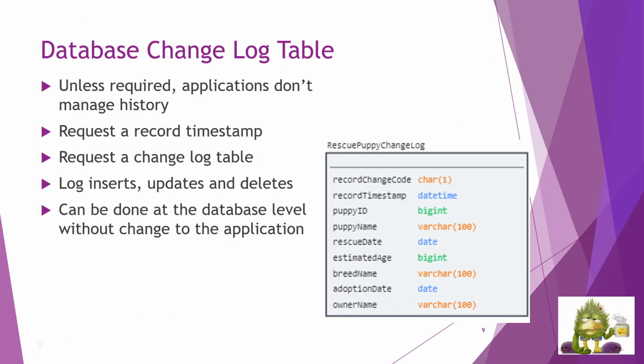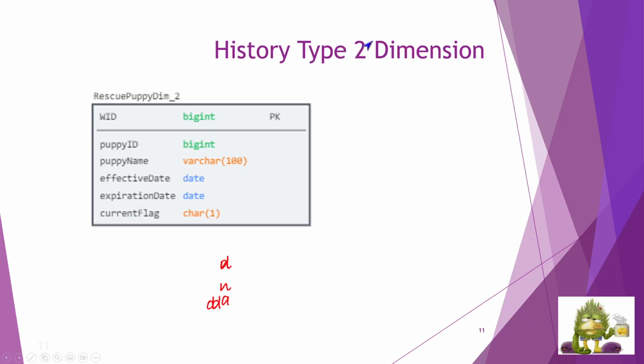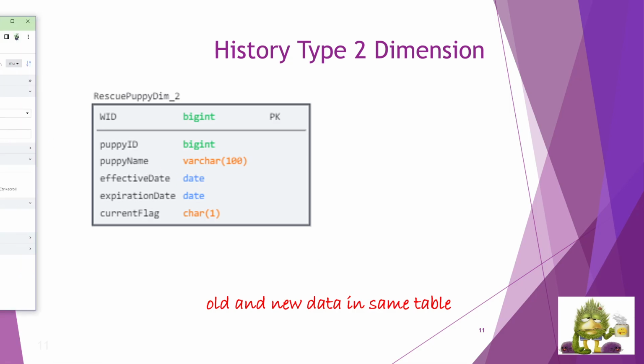So when we're looking at data warehousing, we're just going to look at a couple of history types. We're going to look at both how to do this in a dimension and how to do this in a fact table. It is slightly different, but not a major difference. History type 2, that is the old and new data in the same table.